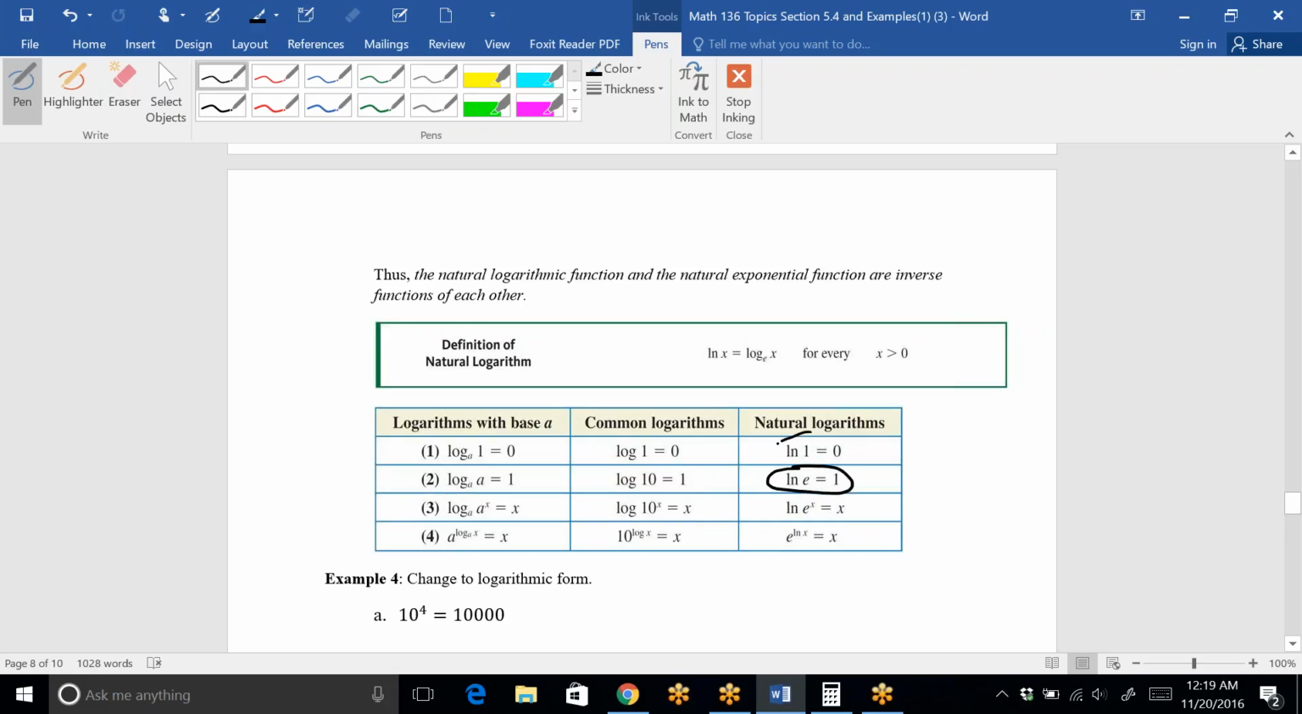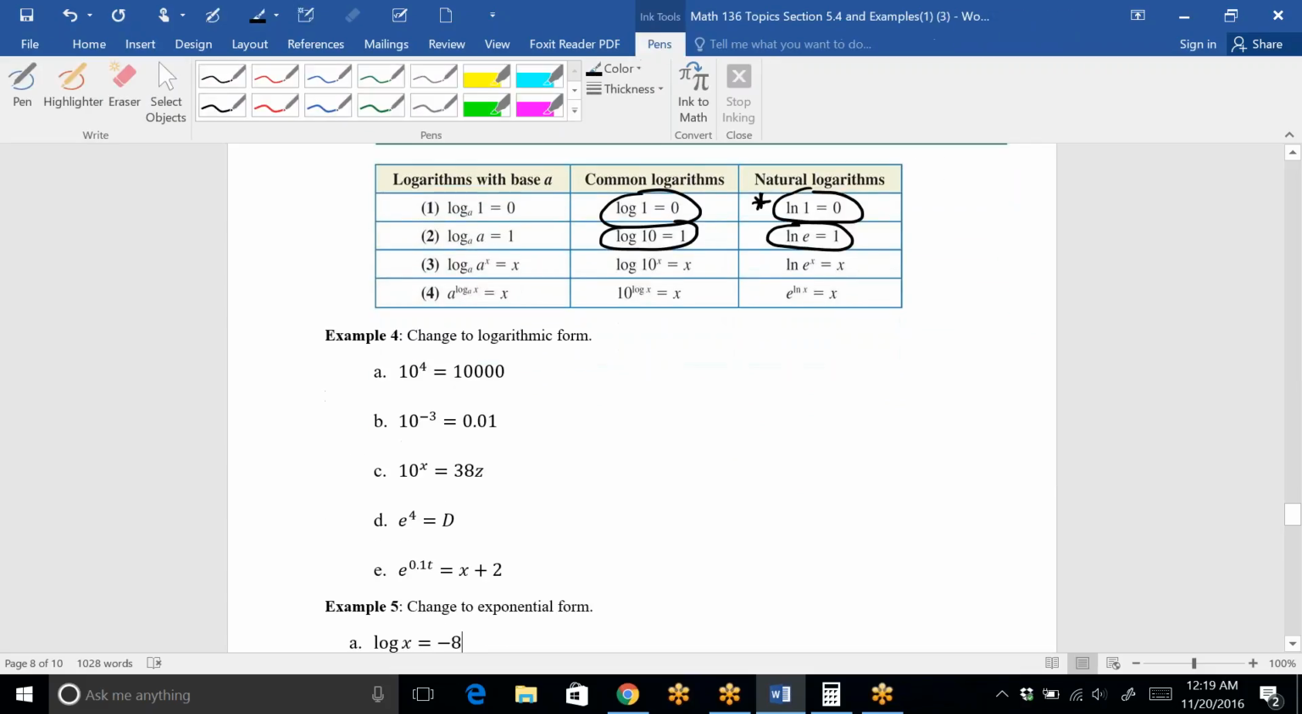And natural log of 1 is 0. Same thing over here. These are true. But I know that this pops up more. Okay, so let's read our directions.